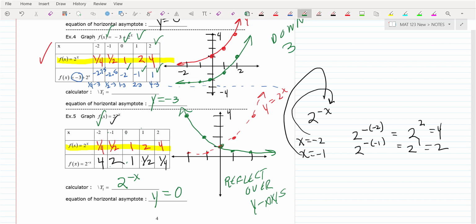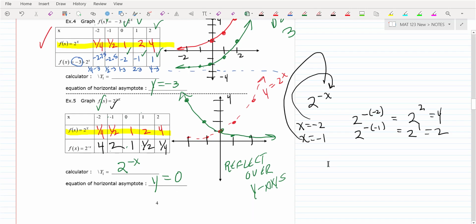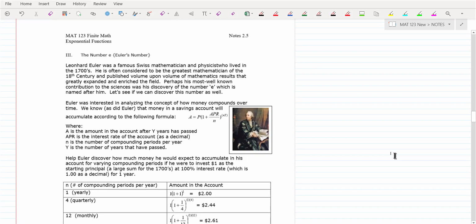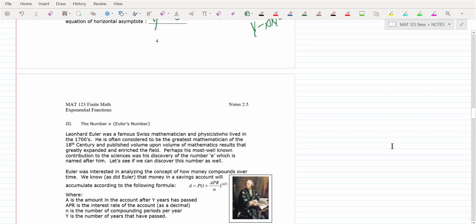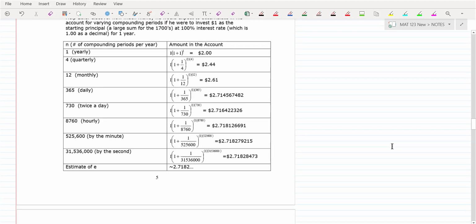Okay, on the next page, we'll go through the transformations. And then we're going to do a little bit of finance in here too, because we'll start getting into that a little bit. All right, so on this next page, I'm going to get a little bit into the graph of e to the x.